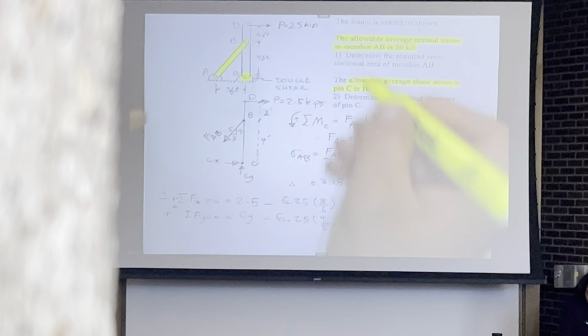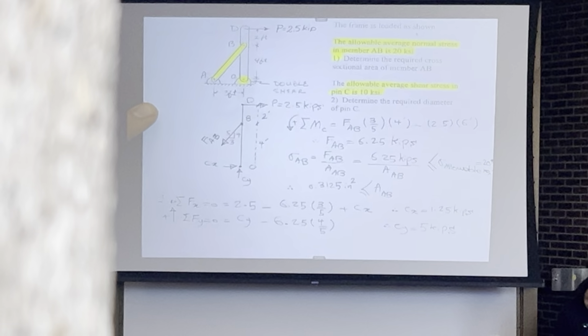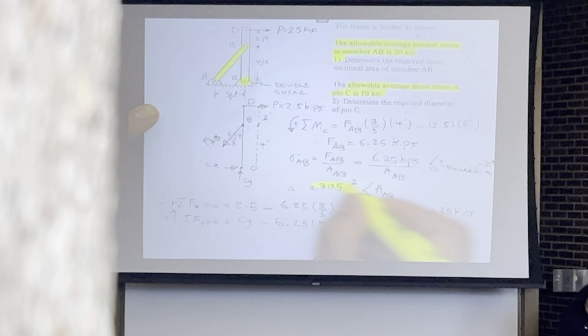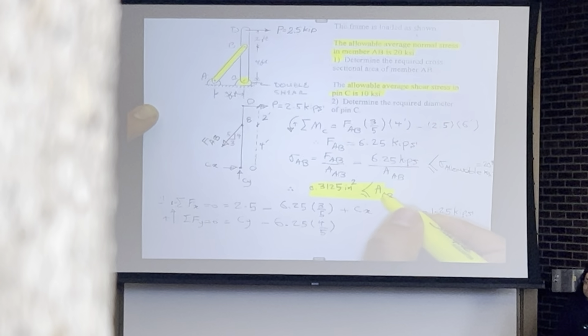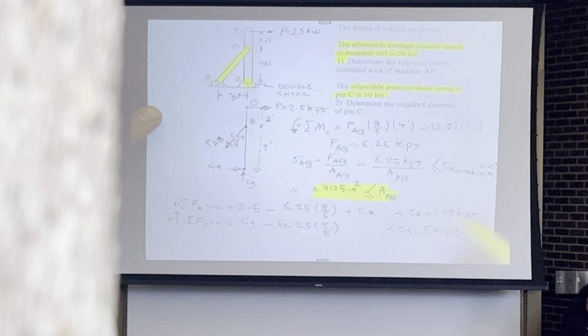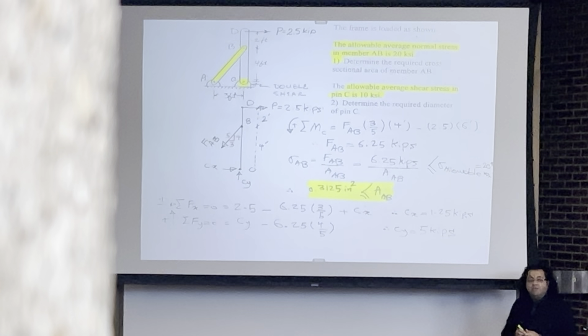So the answer to the first problem, determine the required cross-sectional area of member AB, is this. The area of member AB should be at least equal to 0.3125 inch squared.